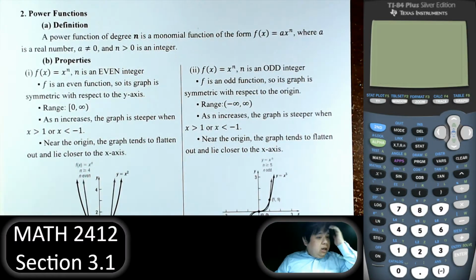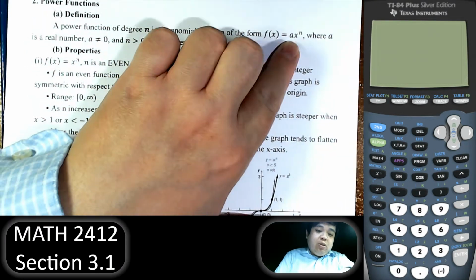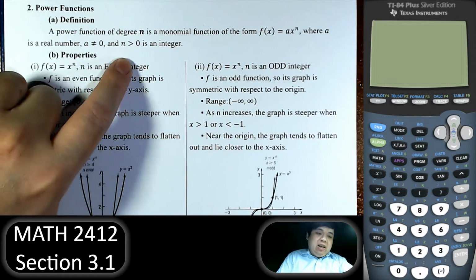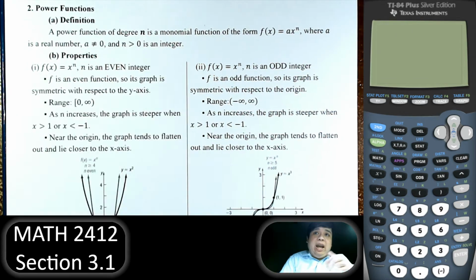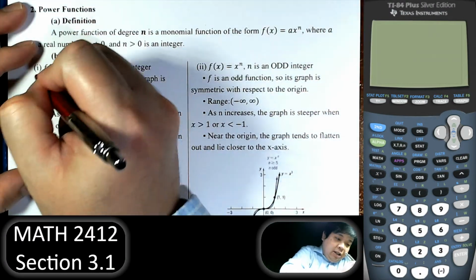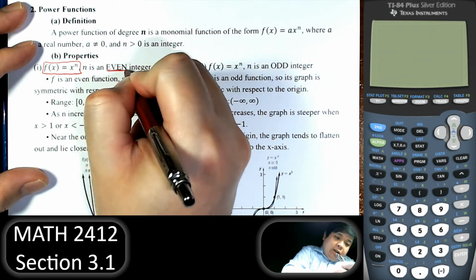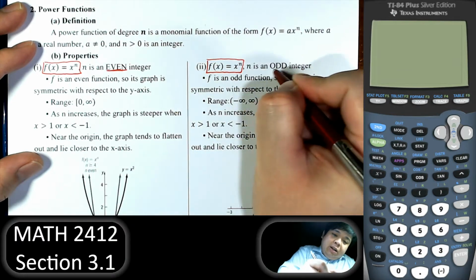Right, power function. A power function is just one term of the polynomial. We write a x to the n, where a is a real constant, not equal to 0, of course, and n is greater than 0, n is an integer. Of course, we can put those together and say n is a natural number. Now, properties of the power function. Now we have x to the n, first for even integers, and then x to the n for odd integers.